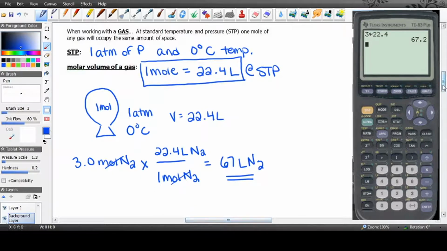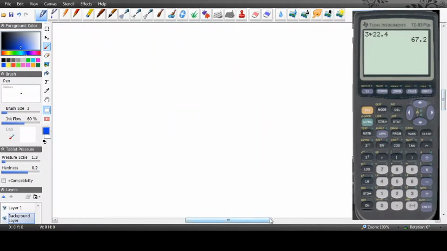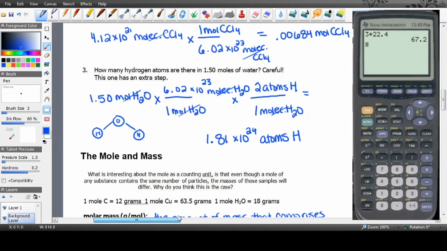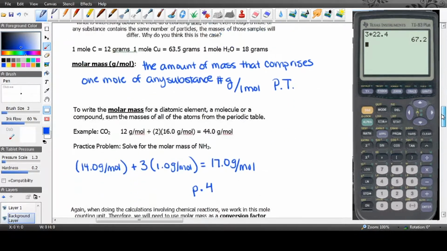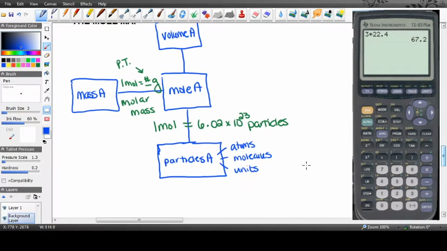Let's add it to our mole map. Where are you, mole map? All the way back down here. Okay. 1 mole of any gas occupies 22.4 liters, only at STP.